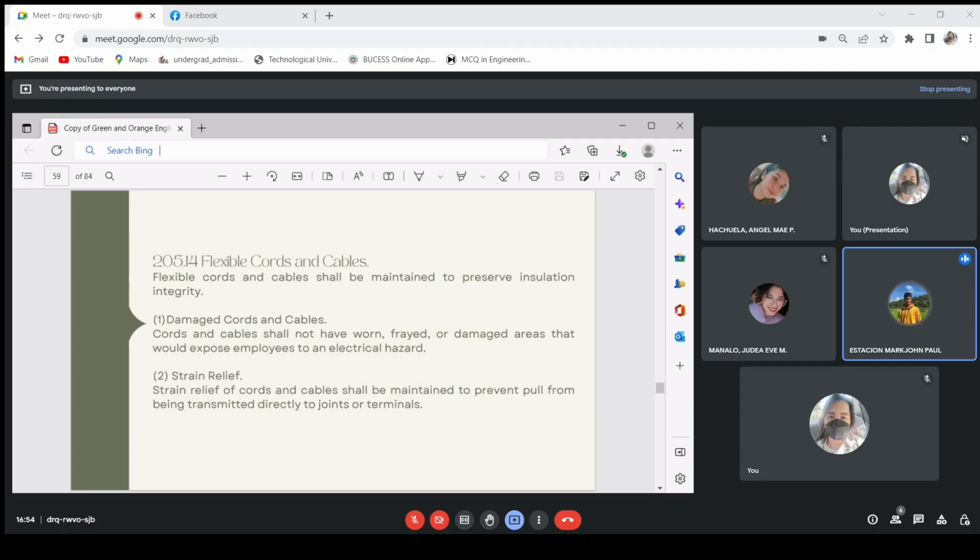205.14 flexible cords and cables. So dito is para ma-ensure natin that flexible cords and cables are not damaged by sharp corners or doorways. Yung 1 is damaged cords and cables, and 2 is strain relief. Dito, like electrical cords, cables, wires, and fixtures can get damaged over time. Para dito is ma-provide yung protection to the wires and cable by securing the cable or power cord to the panel of the electrical equipment. Next slide.